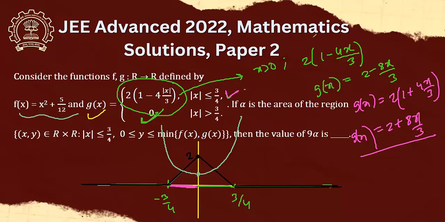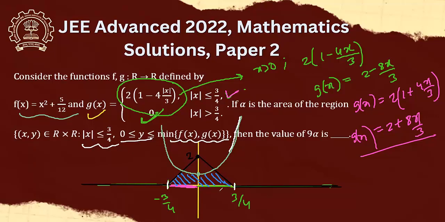Now I have to find the area. The mod of x is less than 3 by 4, that is, x has to be in between minus 3 by 4 to 3 by 4, and the y value is above 0, it is positive, but below the minimum of f(x) or g(x). Black one is the g(x) and this one is the f(x) line. So whichever is below, I have to take area until that line. So this here becomes my area alpha. Now this blue shaded region is going to be the area that I need.